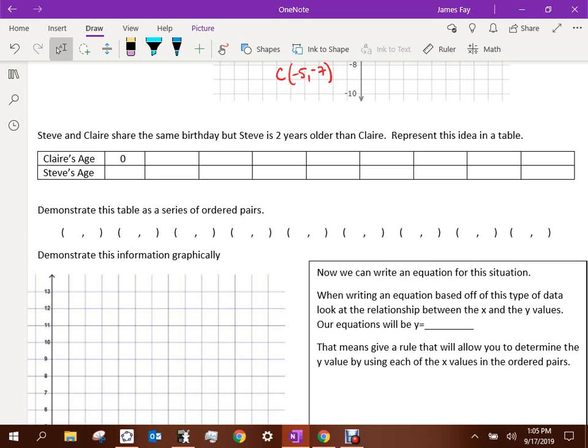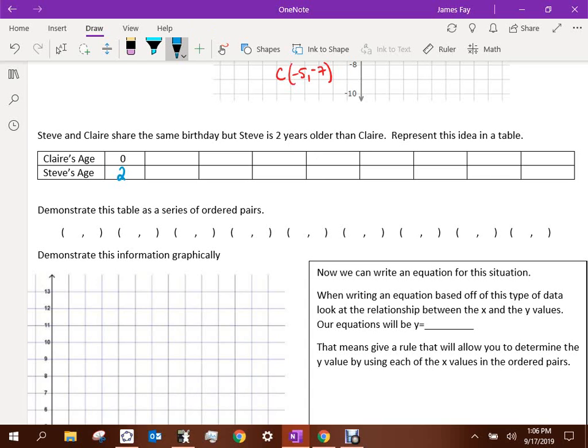So the question says Steve and Claire share the same birthday. So these two people were born on the exact same day. Okay? But Steve is 2 years older than Claire. All right? So we want to represent this idea in a table. And I structured this to start off with Claire's age being at 0. Okay? So the instant Claire is born, how old is Steve? Steve's 2, right?